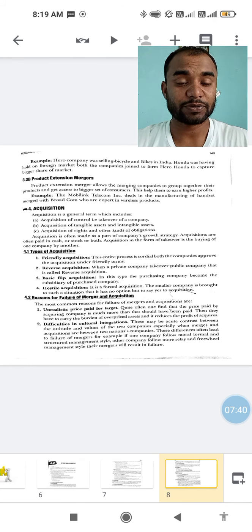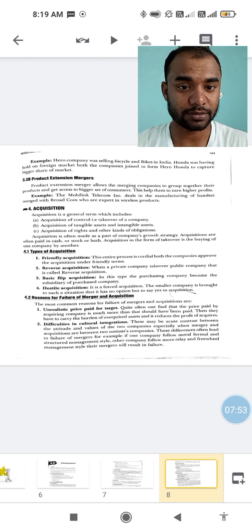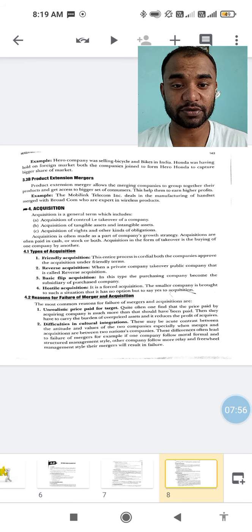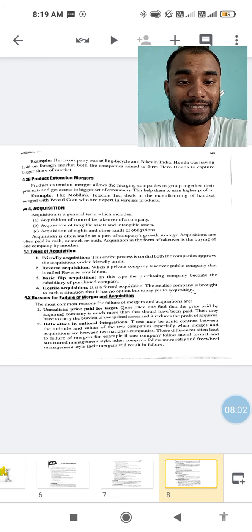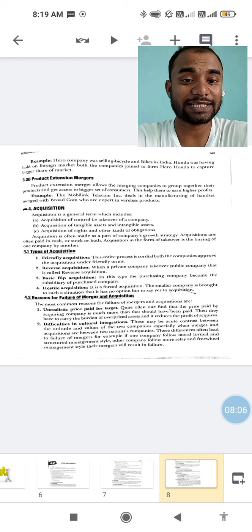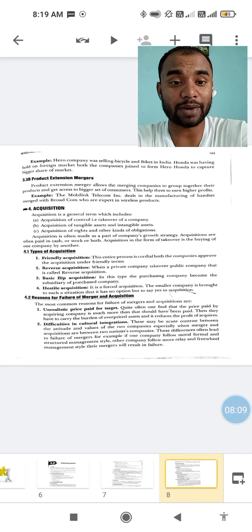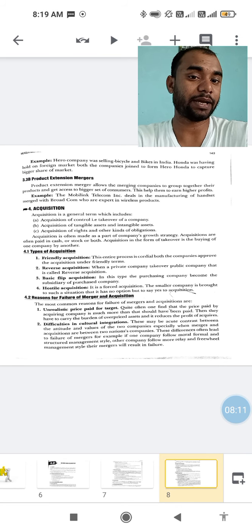Now we will come to acquisition. As I have already mentioned, acquisition is a kind of overtaking. Acquisition is a general term which includes acquisition of control, taking over of a company, acquisition of tangible assets and intangible assets, acquisition of rights and other kinds of obligations. Acquisition is often made as part of a company's growth strategy. Acquisitions are often paid in cash, stock, or both. Acquisition is the form of takeover in the buying of one company by another.